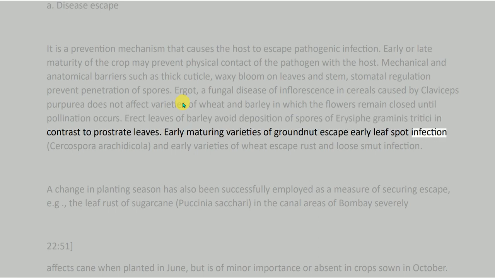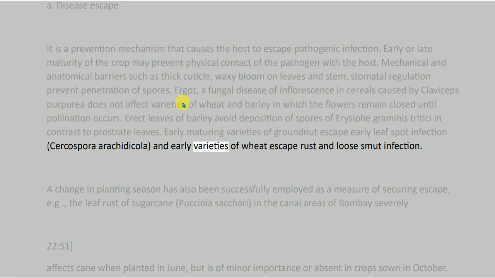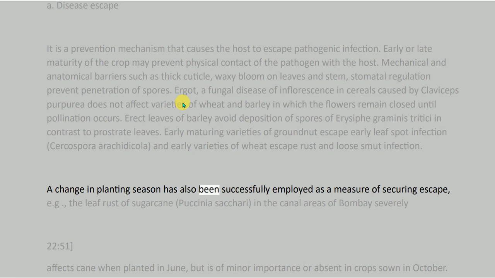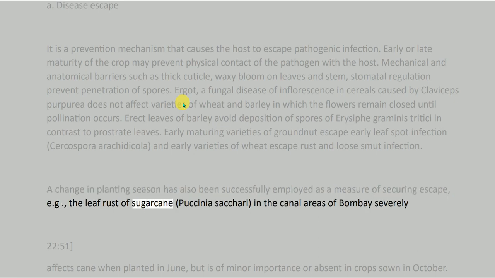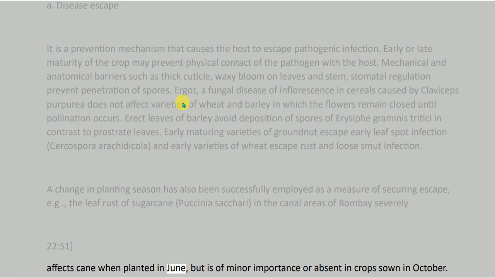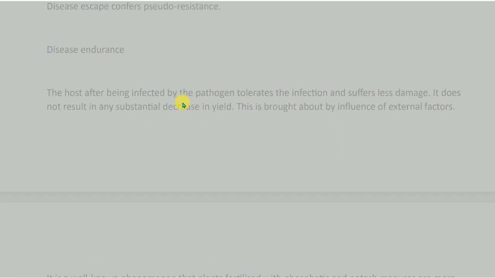A change in planting season has also been successfully employed as a measure of securing escape. For example, the leaf rust of sugarcane, Puccinia sacchari, in the canal areas of Bombay, severely affects cane when planted in June, but is of minor importance or absent in crops sown in October. Disease escape confers pseudo-resistance. Disease endurance: the host, after being infected by the pathogen, tolerates the infection and suffers less damage. It does not result in any substantial decrease in yield.